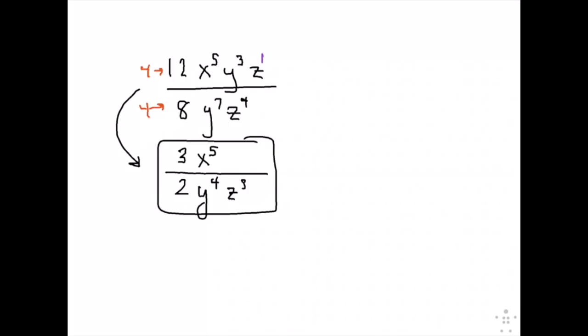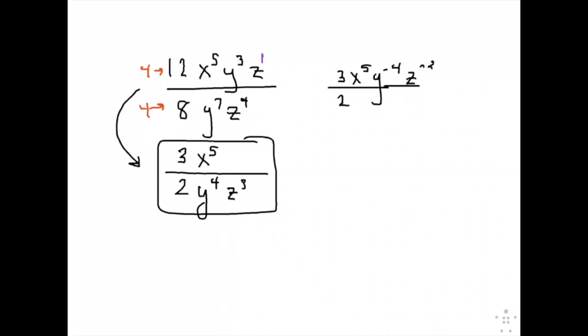If you did it the other way, let's say you wanted to go with the negatives, you would have the 3 halves, that remains the same. Then x to the 5th, right? And y to the 3rd over y to the 7th, that's 3 minus 7, that's y to the negative 4th. And then z to the 1st over z to the negative 4th, that's z to the negative 3rd.